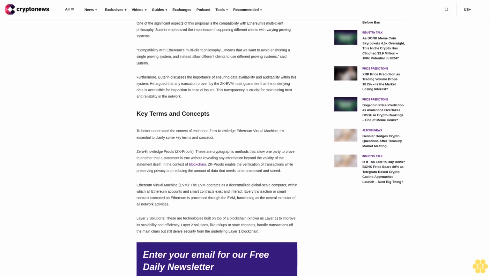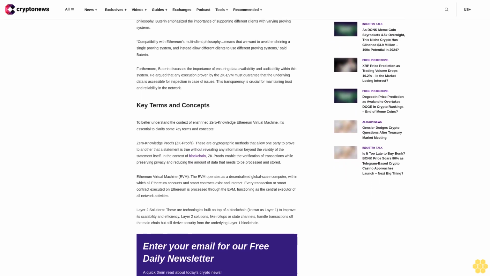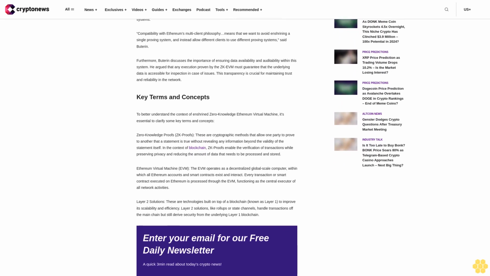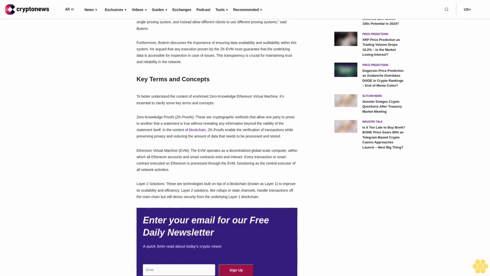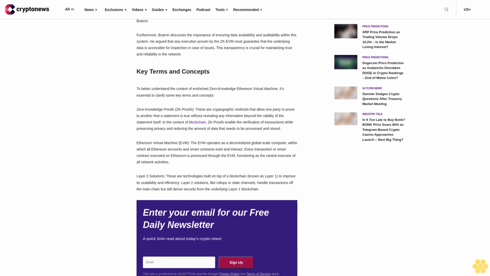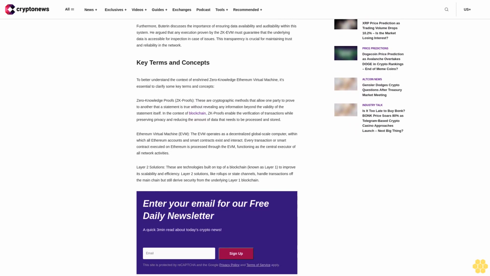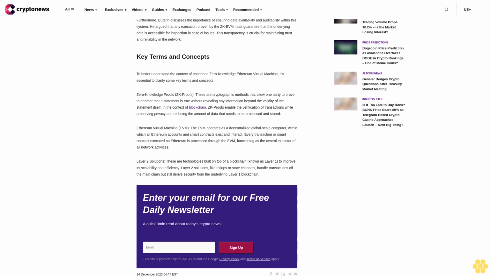Key terms and concepts. To better understand the context of the Enshrined Zero-Knowledge Ethereum Virtual Machine, it's essential to clarify some key terms and concepts. Zero-Knowledge Proofs, ZK proofs: these are cryptographic methods that allow one party to prove to another that a statement is true without revealing any information beyond the validity of the statement itself. In the context of blockchain, ZK proofs enable the verification of transactions while preserving privacy and reducing the amount of data that needs to be processed and stored.